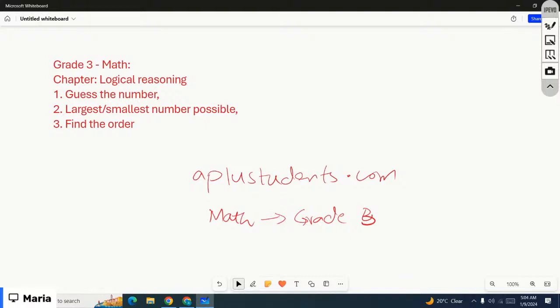We're going to start with the chapter logical reasoning, and the lessons we're going to cover today are guess the number, largest/smallest number possible, and find the order, right? Please make sure you have your notebook and pencil so that you can note down the important examples and definitions as well. So let's just start with the lesson.